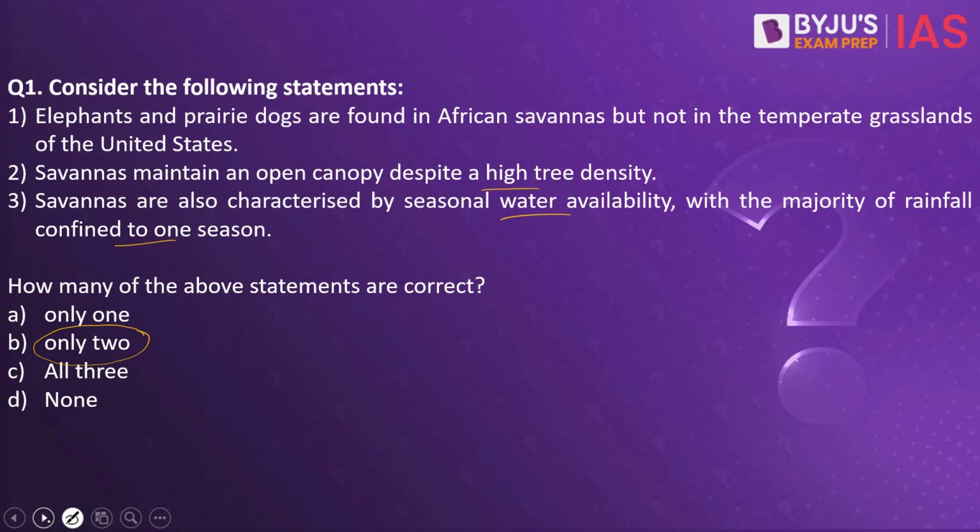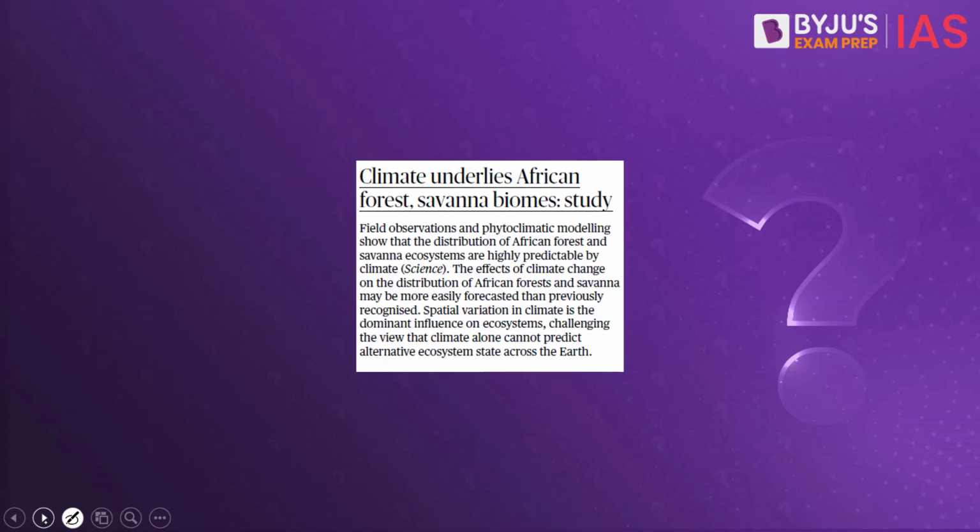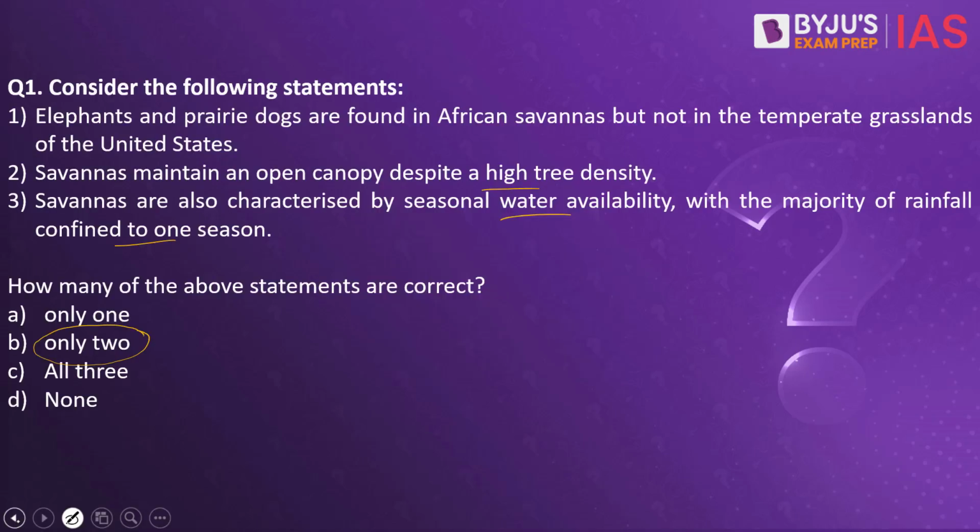Why have we taken this practice question? Because this article in The Hindu makes a reference to savanna ecosystems, which is why we have taken this practice question. Let us try and understand these statements. The first statement reads, elephants and prairie dogs are found in African savannas but not in the temperate grasslands of the United States of America. This statement happens to be wrong. Why? Yes, elephants are not found in the temperate grasslands of the United States of America, but prairie dogs are present in the temperate grasslands there.